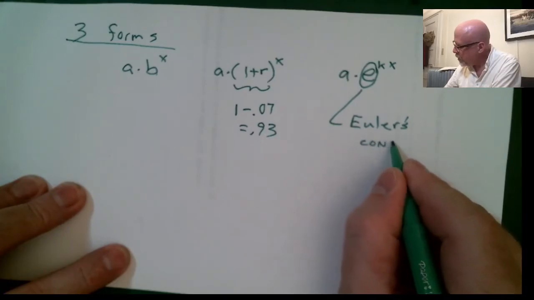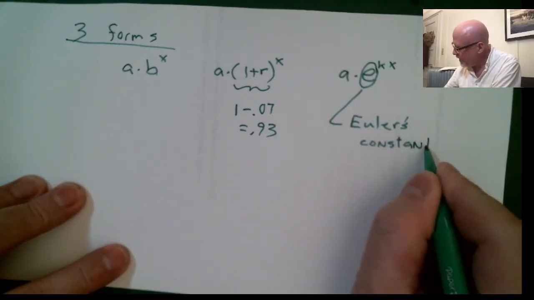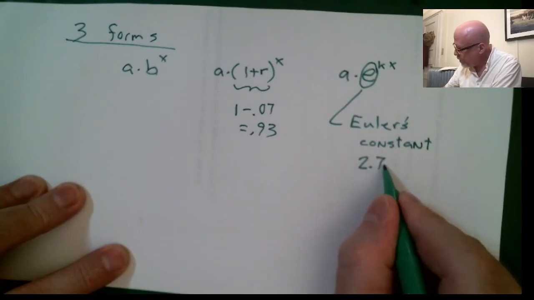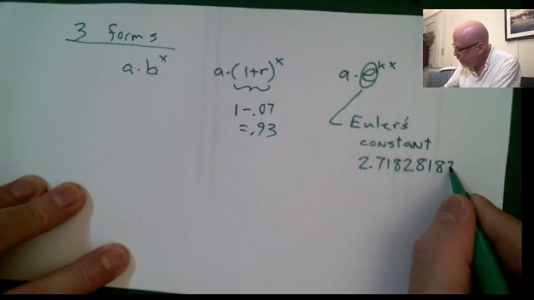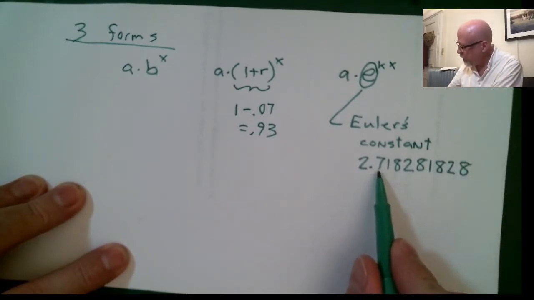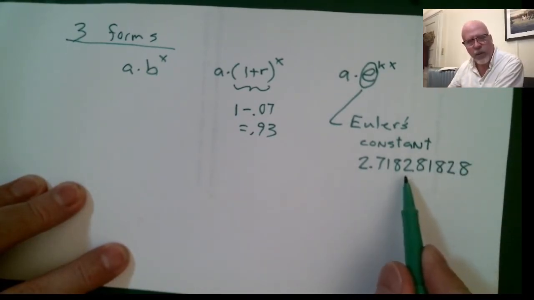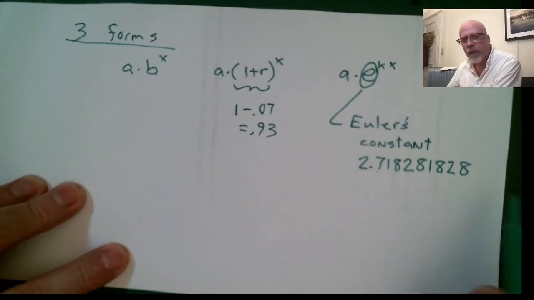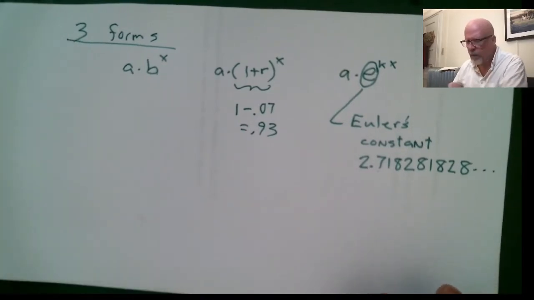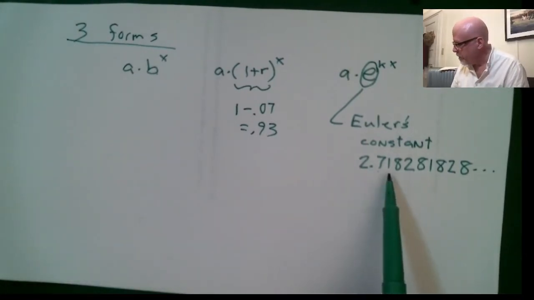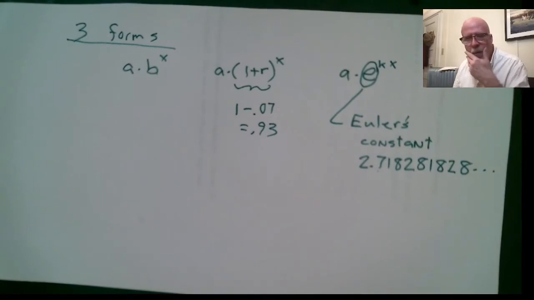Euler's constant is a very unusual number. It is about 2.7. I know it to several decimal places. It's got this strange little foible in it that after the 2.7, it repeats 1828 and then another 1828. But after that, it goes haywire. It's just random looking digits after that. It's like pi, if you've ever looked at the digits of pi, there's no discernible pattern in them, really. This is just a fluke that it has that 1828 repeating. It's what's known as an irrational number.